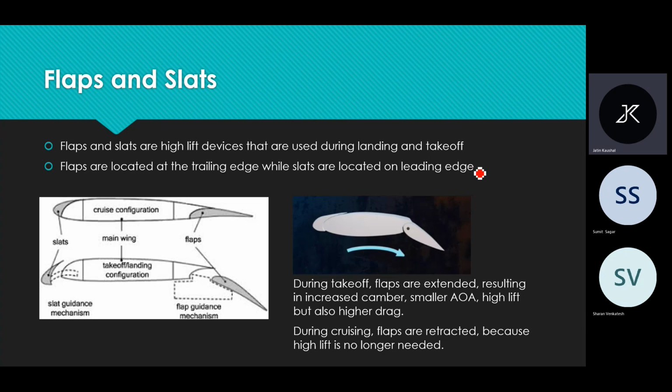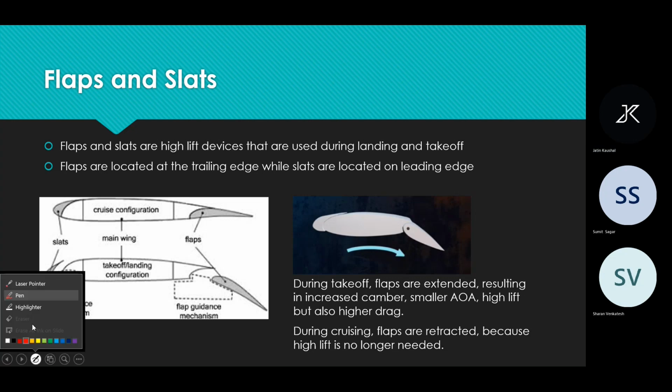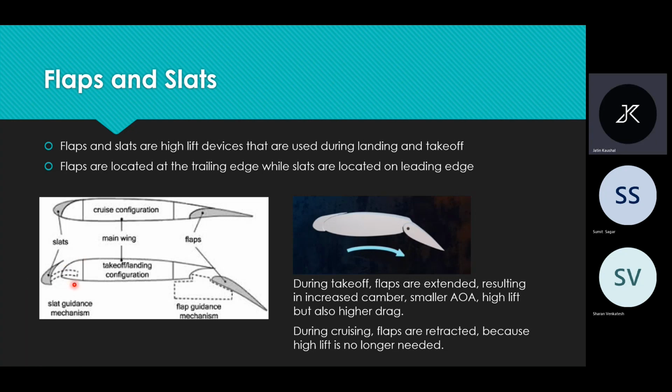Because landing and takeoff are very different scenarios, and we need high lift and high drag at those conditions. Flaps are located at the trailing edge, at the back end of the airfoil, and slats are located on the leading edge. They serve the main purpose of increasing or decreasing the camber of the airfoil. This is the cruise configuration: the main wing that doesn't move, slats, flaps. This is a mechanism so that they can move.